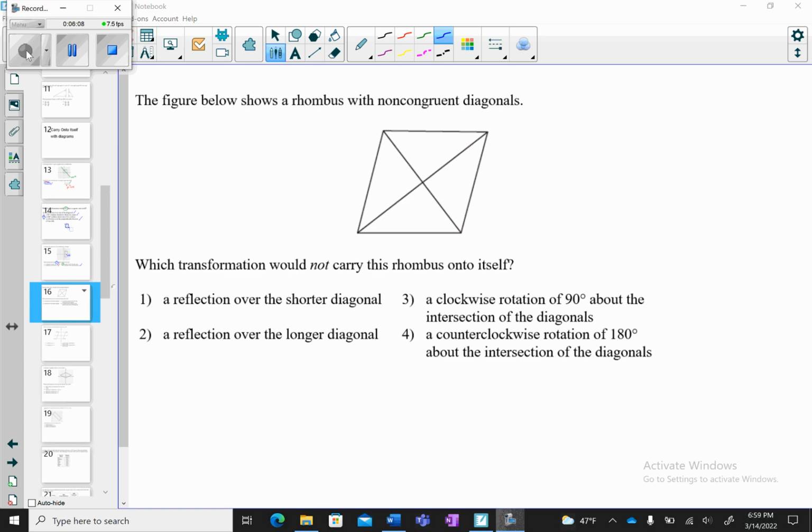Let's look at the next question. The figure below shows a rhombus with non-congruent diagonals. Now, let's remember a rhombus has all congruent sides.